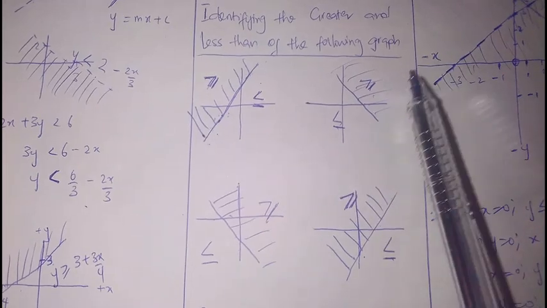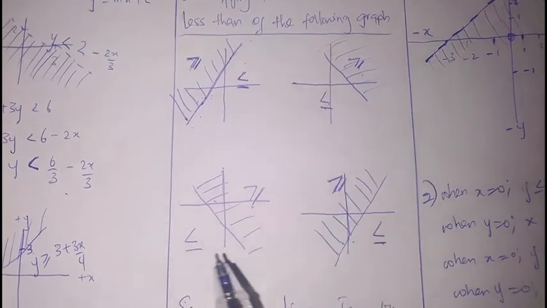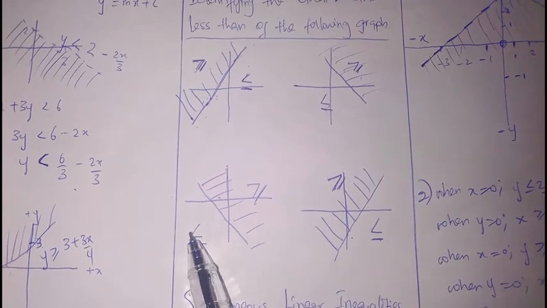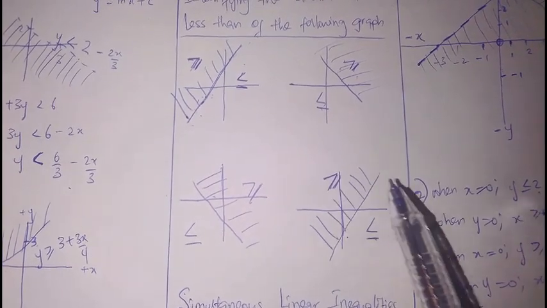For this, this is the greater, this is the less. For this, this is the greater, this is the less. And for this, what? Greater, this is the less.